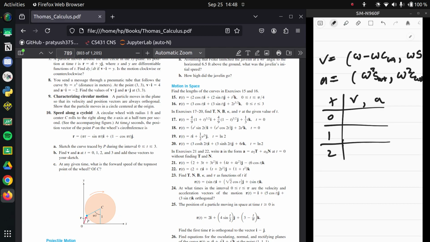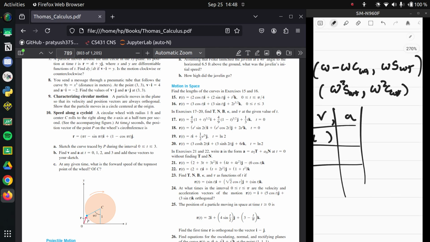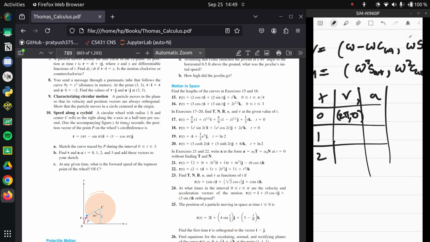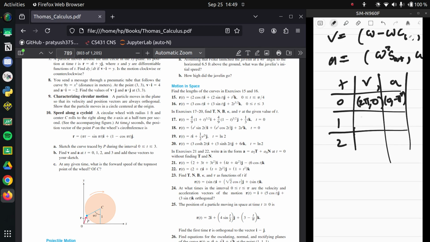Velocity at t equal to 0, its cosine is just minus 1, so it's 2 comma 0, right? So it's omega times 2 comma 0, which is 2 pi comma 0. The acceleration is minus pi square over here. Okay, what about at t equal to 1?